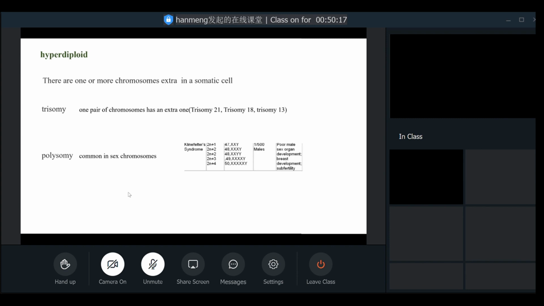This condition is common in sex chromosomes. For example, the XXY or XXXY, XXYY or XXXXY or XXXXXY. All this is because of the primary sex organ development or breast development or some stable fertility.